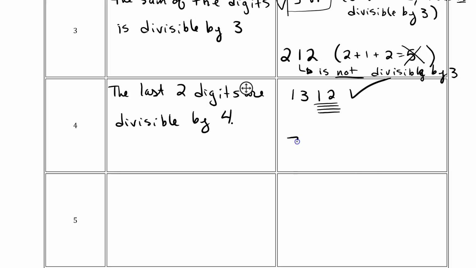If we have another example, 7,019, we're looking at the last 2 digits. 19 is not divisible by 4, so we know that 7,019 is not divisible by 4.